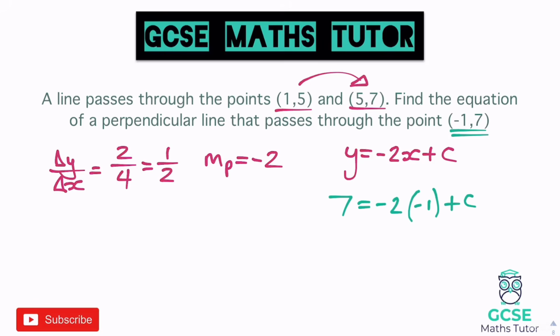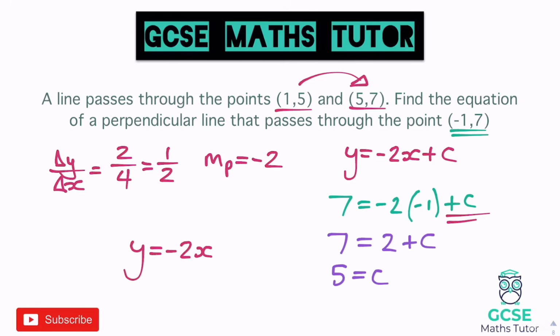Those negatives cancel each other out, so 7 equals 2 plus c. Solving that, take away 2 from both sides to get c on its own. We get 5 equals c, or c equals 5, and we can put that back in place of c up here. So y equals negative 2x plus the 5 there. There we go, plus 5. And there's the equation of our line.